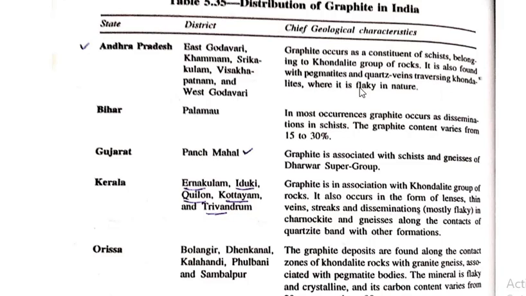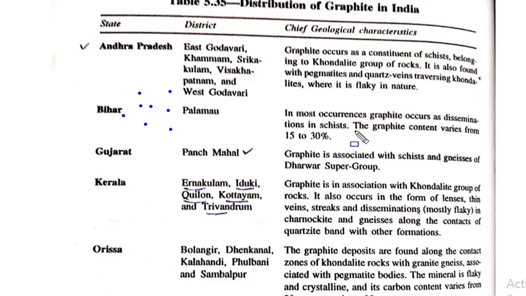In Bihar, in the Palamu district, most occurrences are in the form of disseminations, meaning they are in the form of pockets, like points here and there. These are dissemination deposits, and here the graphite content varies from 15 to 30%.